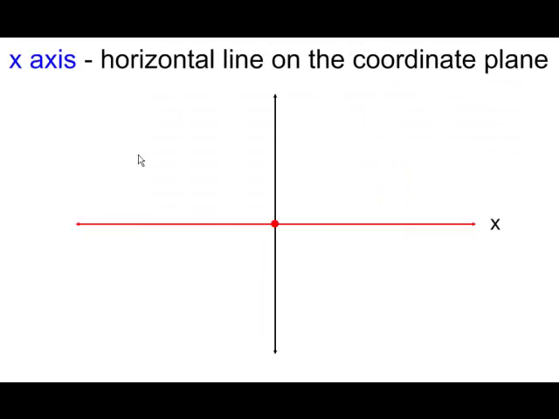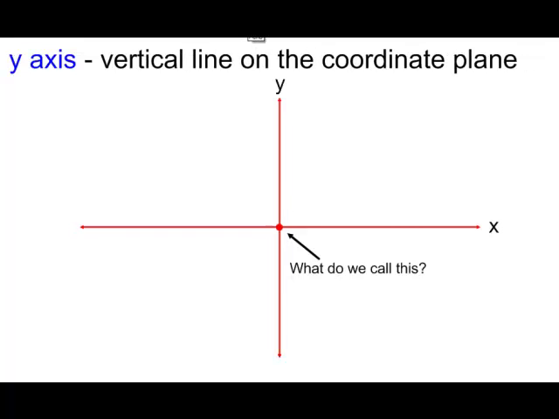Okay? And here, on the x-axis, going to the right is positive, going to the left is negative, like a number line. The y-axis is vertical, going up and down. Going up is positive, and going down is negative. So we're dealing with integers.